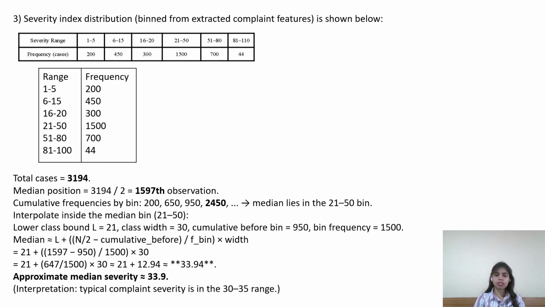Interpolate inside the median bin, 21 to 50. Lower class bound L equals 21. Class width equals 30. Cumulative before the bin equals 950. Bin frequency 1500. Median equals L plus (N by 2 minus cumulative before) divided by f bin, times width. 21 plus (1597 minus 950) divided by 1500, times 30. Answer equals 33.94. Approximate median severity equals 33.9. Interpretation: typical complaint severity is in the 30 to 35 range.